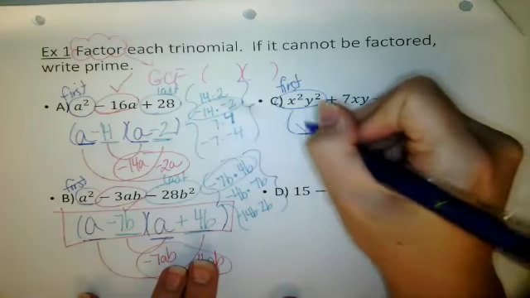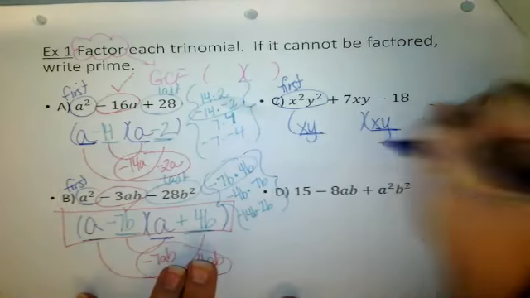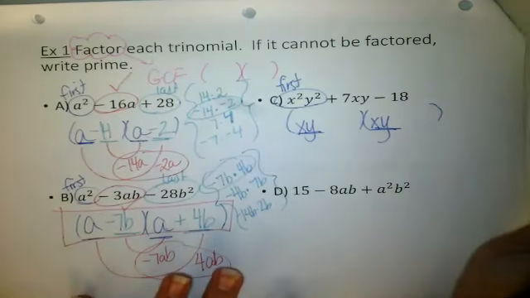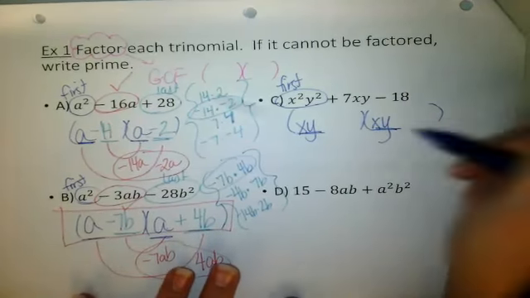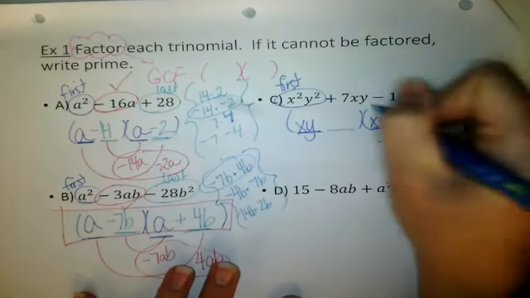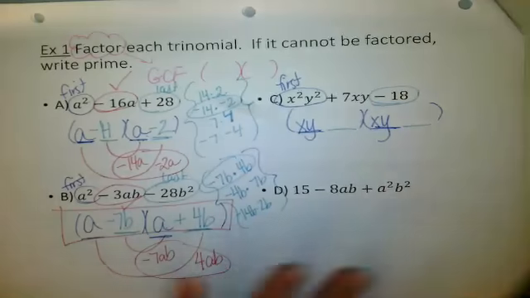xy times xy, absolutely. Big hint, that's where that xy in the middle comes from. xy times xy would give me x squared, y squared. And then last times last has to be negative 18. What times what is negative 18?